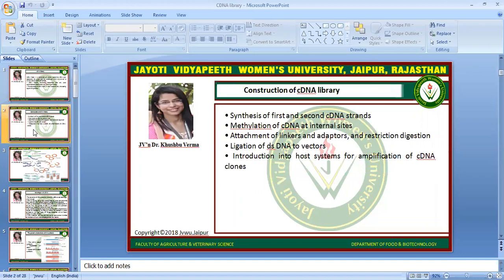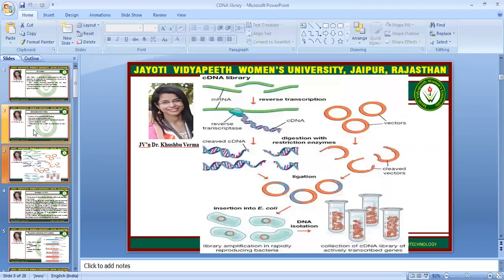Now we will discuss the construction of a cDNA library. These are the steps we can follow during construction. First is synthesis of the first and second cDNA strand, methylation of cDNA at internal sites, attachment of linkers and adapters, and the restriction digestion process. After that, ligation of double-stranded DNA to vectors. Then introduction into the host system for amplification of cDNA clones.